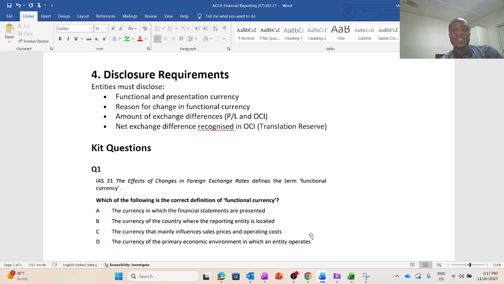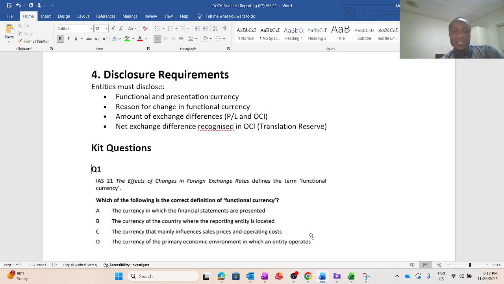The reason for a change in the foreign currency needs to be stated. The amount of exchange differences in the profit or loss or the OCI needs to be shown. The net exchange difference recognized in OCI needs to be disclosed separately in the notes to accounts. So basically, this is all you need to know about IAS 21.